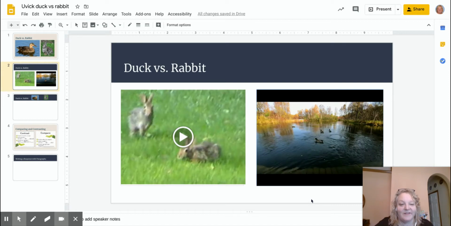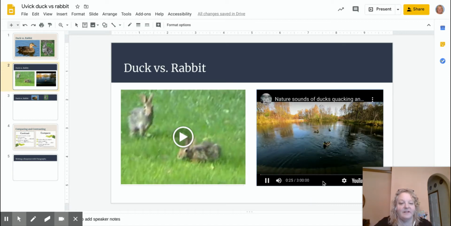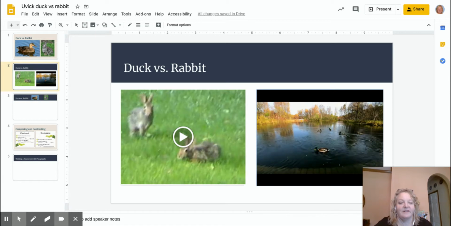Kind of a nice, peaceful pond with our ducks in it. Ooh, I hear them quacking.